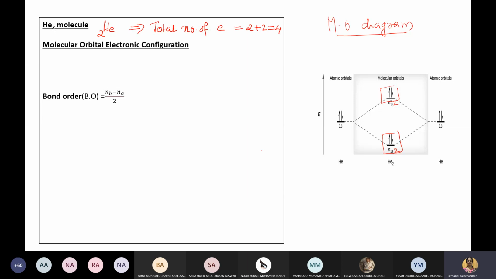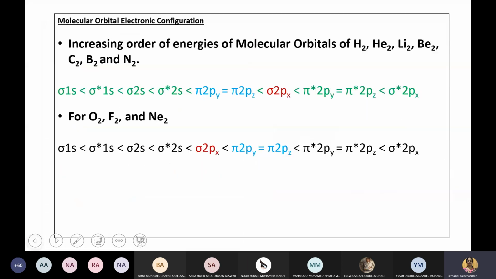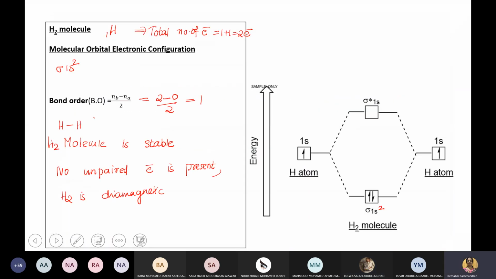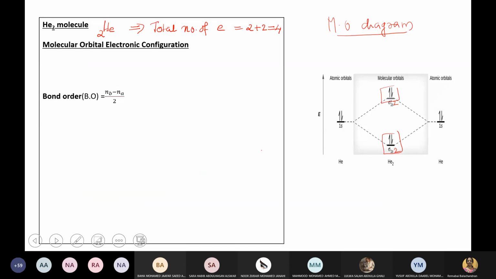If we have 4 electrons, how do you write the configuration? You put 2 here, 2 here. Finished. Understood? Why 4 electrons? Because we are going for the He2 molecule, and each He has 2 electrons. If you want, I'll write it here.